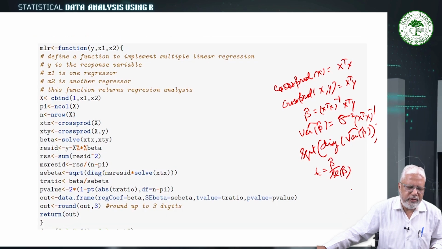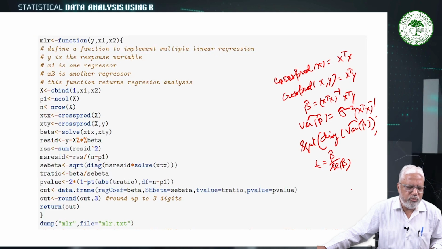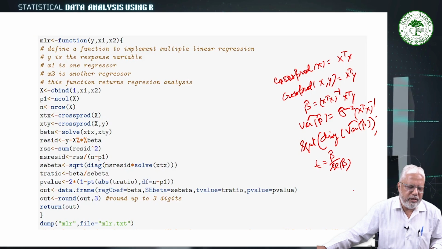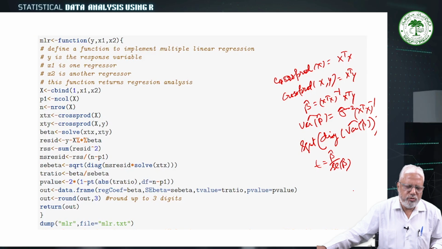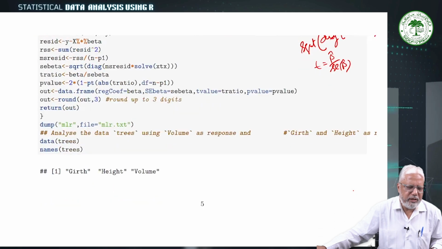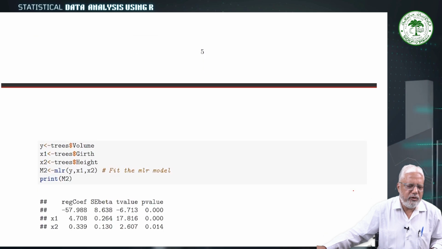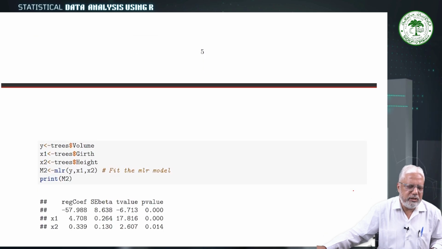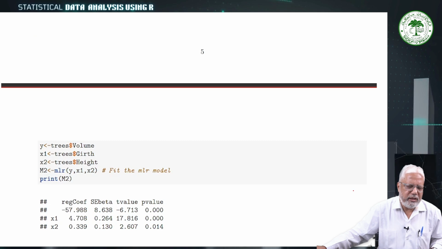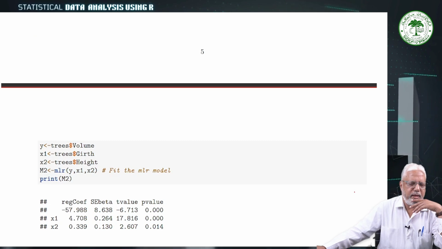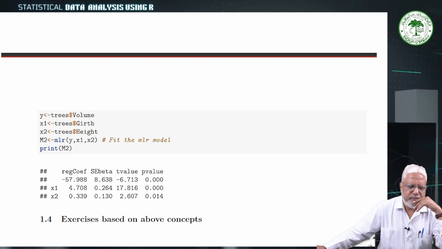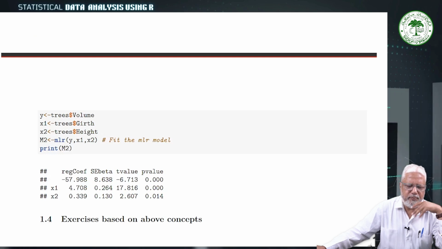Out is a data frame of regression coefficients, and out is rounded, because by default it will give the data frame up to 7 places of decimal, and we want the output to come to 3 places of decimal. So dump, and in the data trees we have data trees, and we are getting y is equal to volume of tree, x1 is equal to tree girth, x2 is equal to tree height, then m2 is equal to mlr y x1 x2, and then print m2. So it is the regression coefficient, then SE beta, t value and p value.